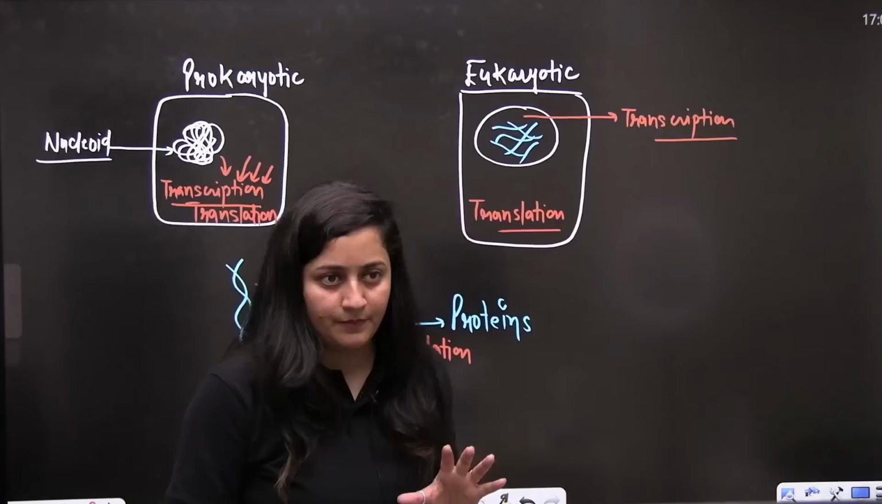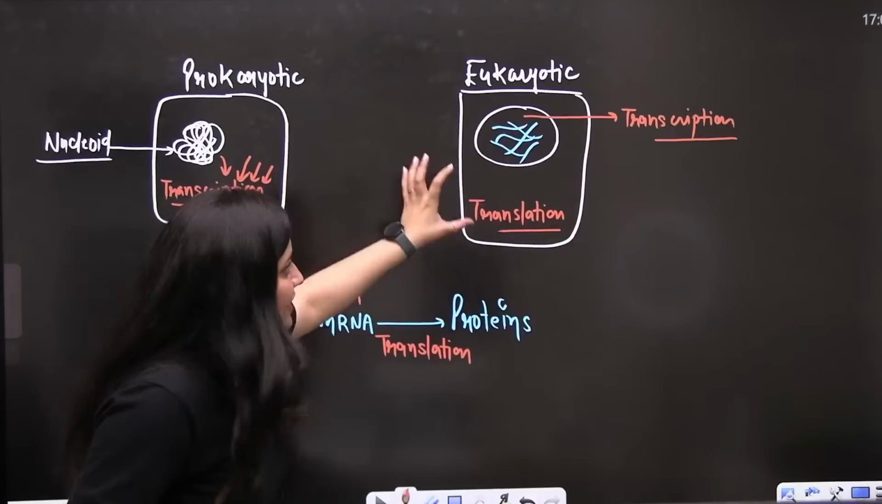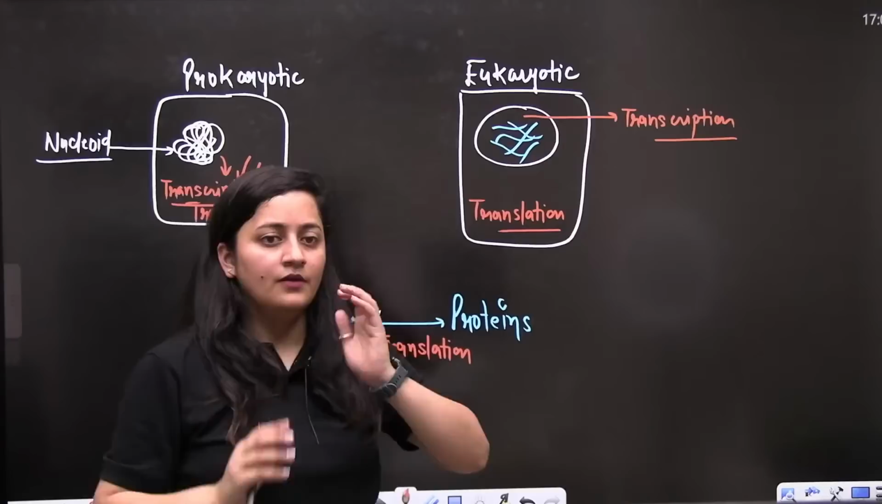We are going to regulate the level of gene expression. But when you talk about the eukaryotic cell, even at the level of transcription, even at the level of RNA processing, even at the level of translation, you guys can control it. So the very first point clear? Quickly in the chat section, just let me know.